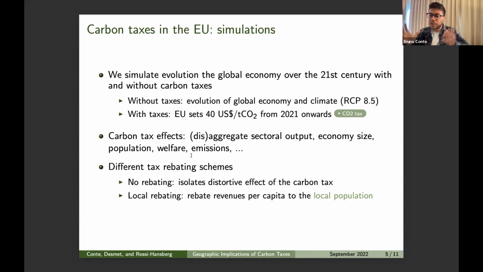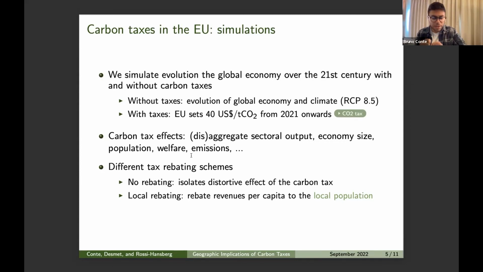That's why it's an integrated assessment model that contains all of these ingredients that can be compared across counterfactuals. We show that this effect that I explained takes place for the case of the European Union, setting a $40 per ton carbon tax, which is a realistic tax that is within the range of carbon taxes in place in the European Union.